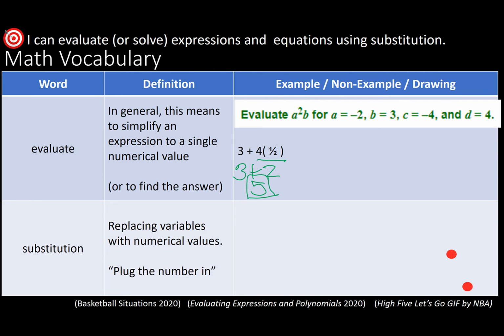But you can also do this with variables. So if you're given an expression, a squared times b, you would want to use whatever you're told a and b are to determine what a squared plus b is. Here's an example of someone doing that. And what they did is they used substitution to evaluate the expression. So substitution is when you replace variables with numerical values. So you plug in the numbers, what I usually say.